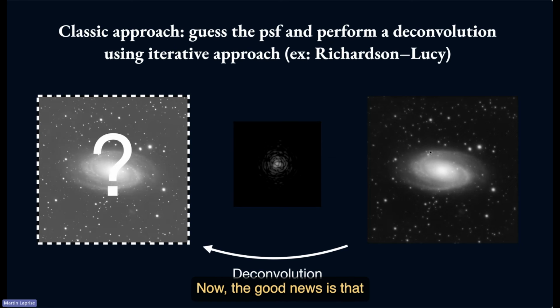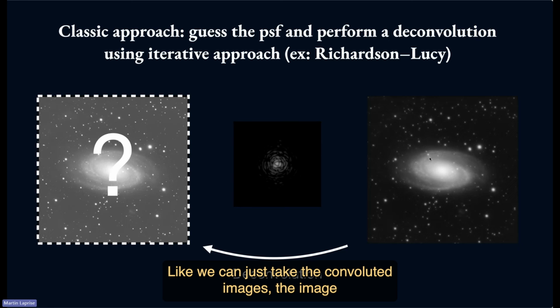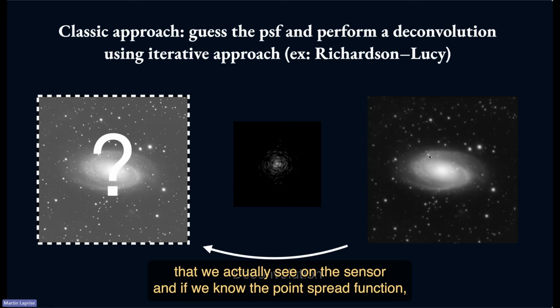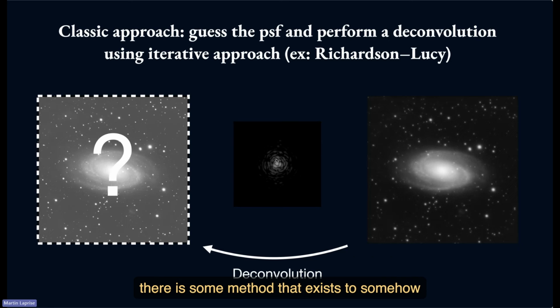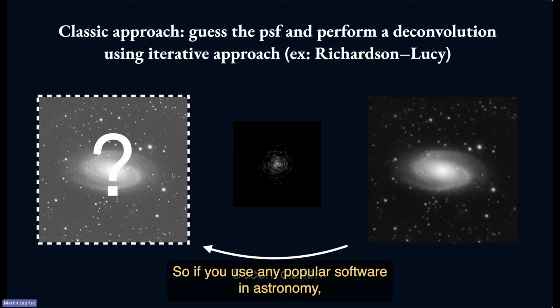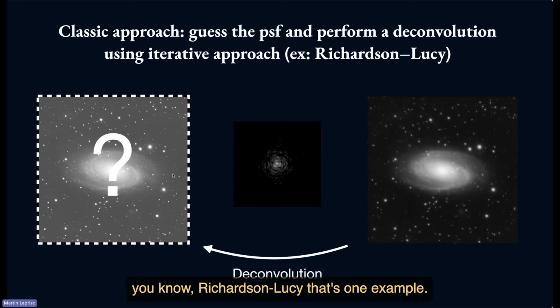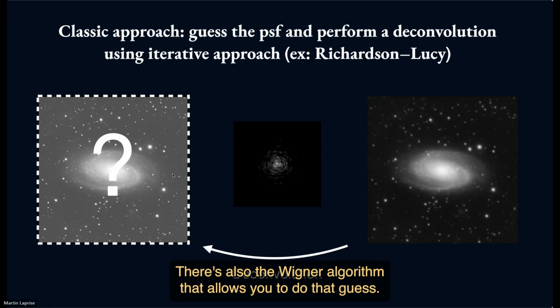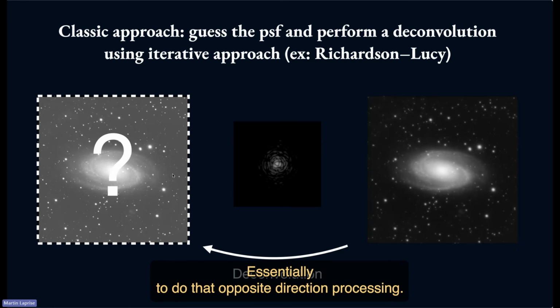Now, the good news is that there are some ways to revert that effect. We can take the convolved image, the image that we actually see on the sensor, and if we know the point spread function, there are methods that exist to somehow guess the actual original image, the image at the input of the system. If you use any popular software in astronomy, you know Richardson-Lucy, that's one example. There's also the Wiener algorithm that allows you to do that guess, essentially that opposite direction processing.